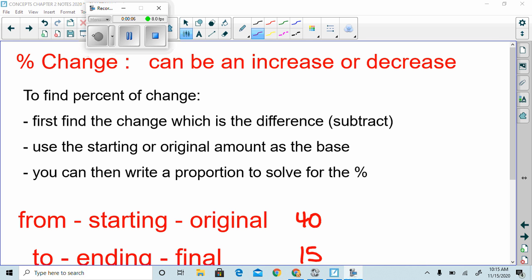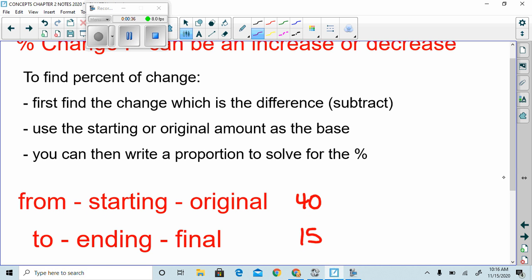Let's spend a little more time investigating percent change. Remember, it could be an increase or decrease depending on which direction the numbers are going. In order to find the percent of change, there's more than one way to look at it, but for the most part, first find the change, which is the difference between the two numbers. Use the starting or the original amount as your base, and then you can write a proportion to solve for the percent. That's one method, and we'll show a few others today.